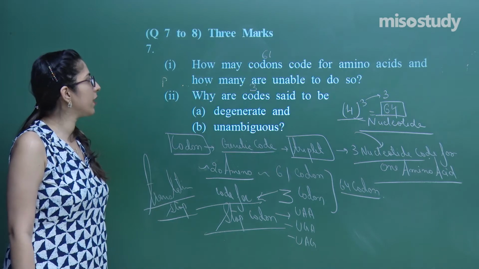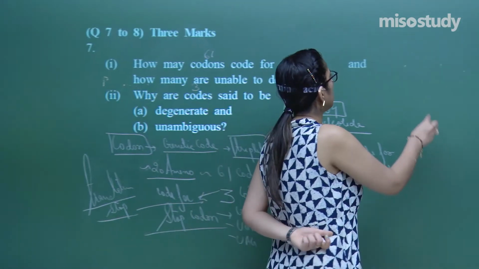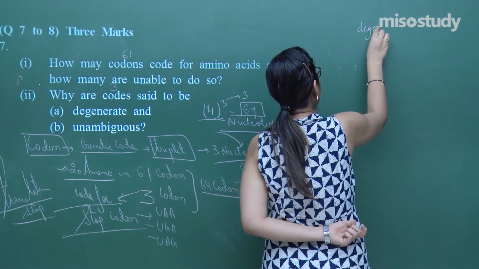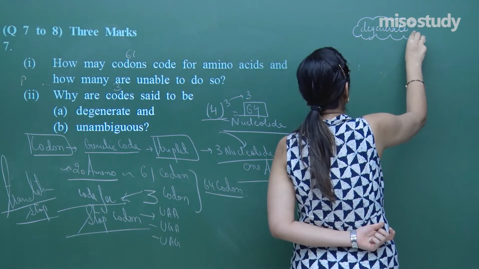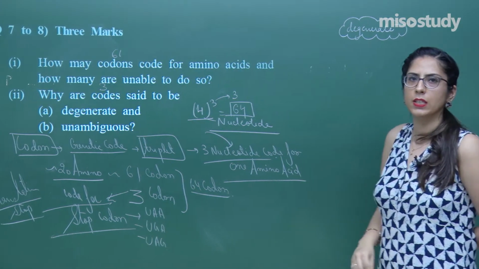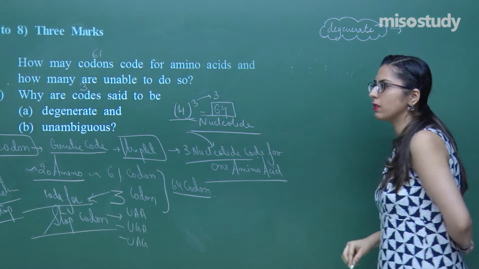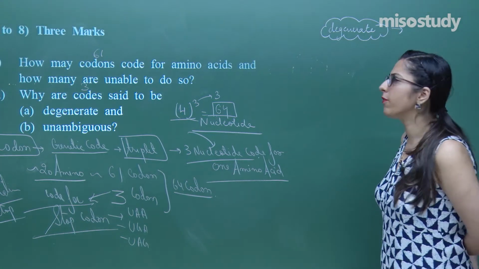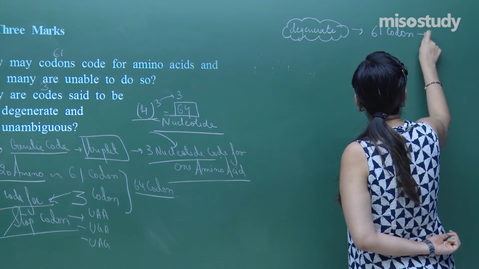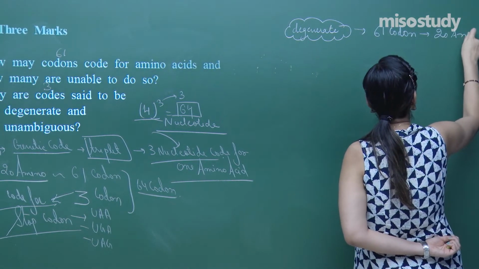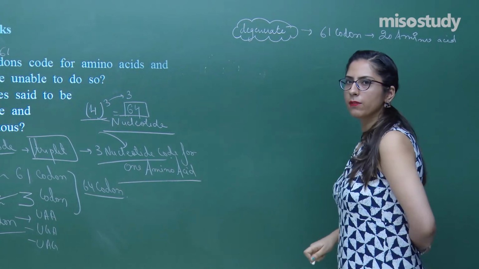Now let's move on to the second part. Codons are said to be degenerate. This is one of the properties of the genetic code, that is degeneracy. Now, what do we mean by degeneracy? Degeneracy means we have discussed that 61 codons are there, and these 61 codons code for only 20 different amino acids.